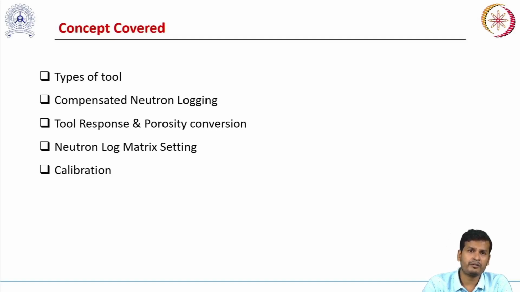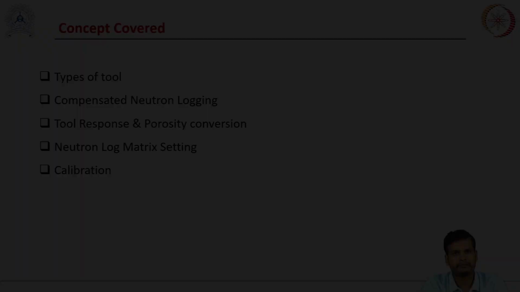Then we'll discuss the compensated neutron logging tool, which is one of the most common neutron logging tools in use. Thereafter, we'll discuss the tool response and the porosity conversion, how the tool response is calibrated or converted to our hydrogen index or the porosity values. Then we'll discuss the matrix setting in the neutron log and the calibration process of the neutron logging tool, which is needed to convert the count rate to hydrogen index or the porosity of the formation.